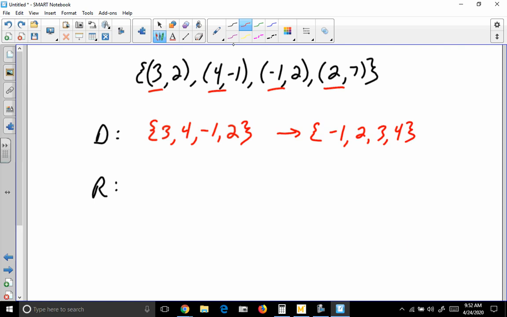The range is the y values. So we just go through each ordered pair and write down the y value. We have a 2, we have a -1, we have another 2, but 2 has already been included. We don't have to write it each time. The range just wants to know which values occur, not how often do they occur. So we don't have to write another 2, but we have a 7. So that's our range. So just what are the x's, what are the y's?